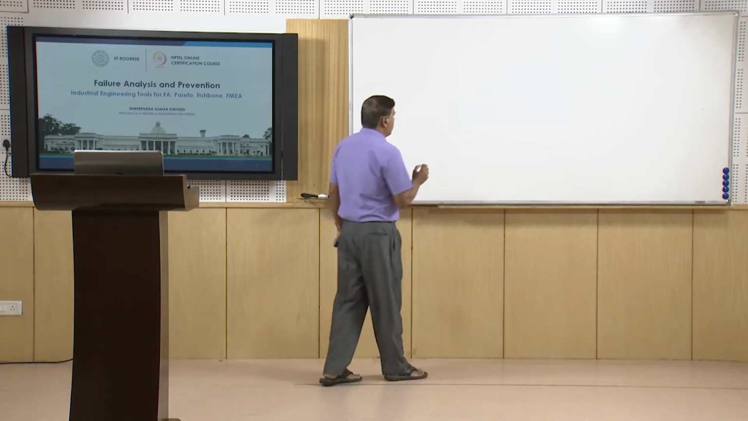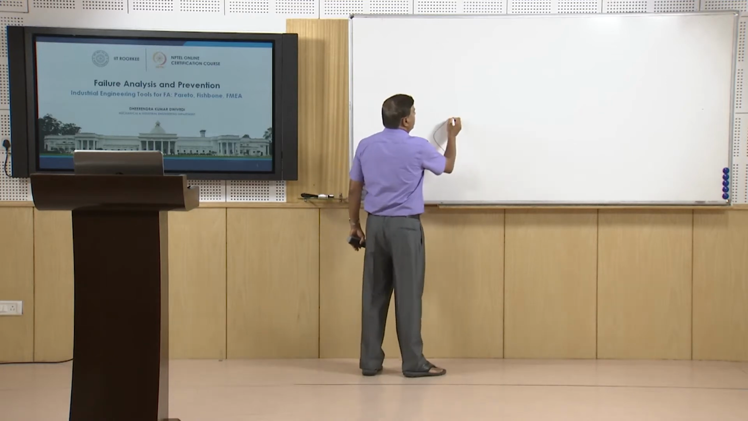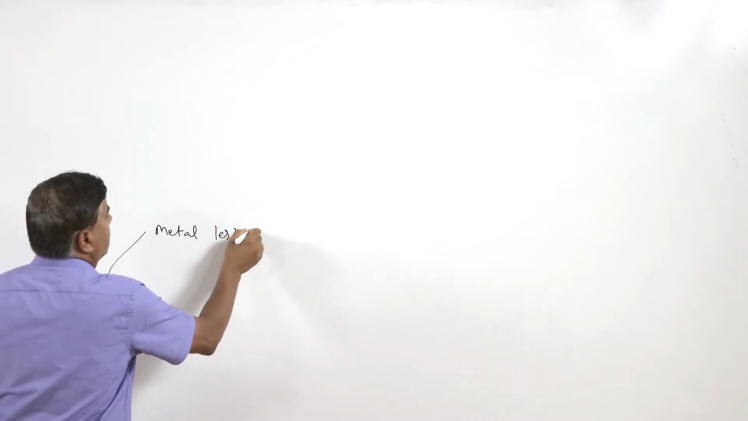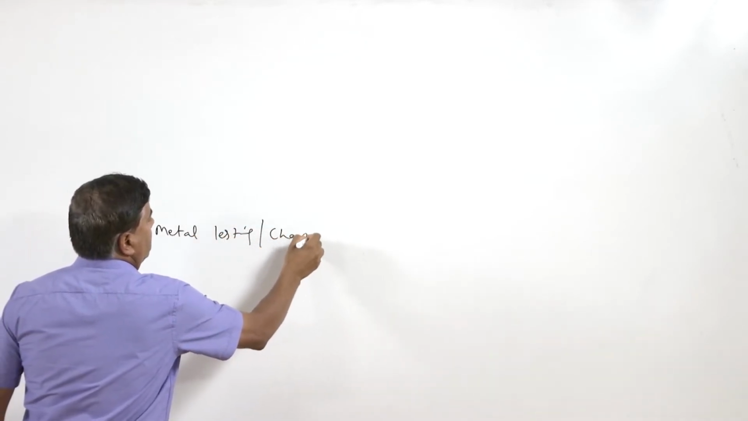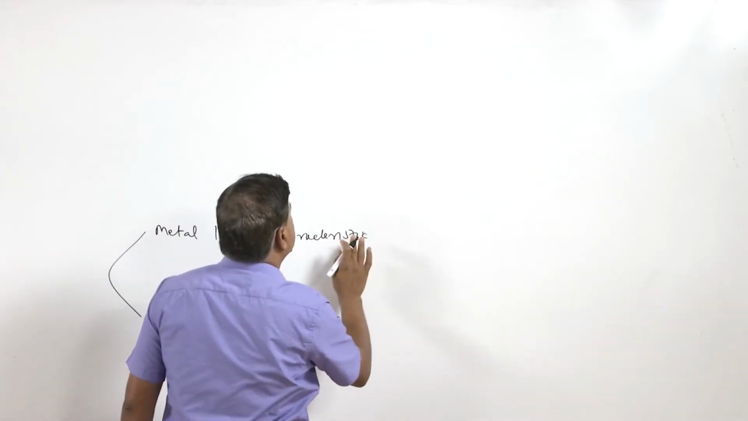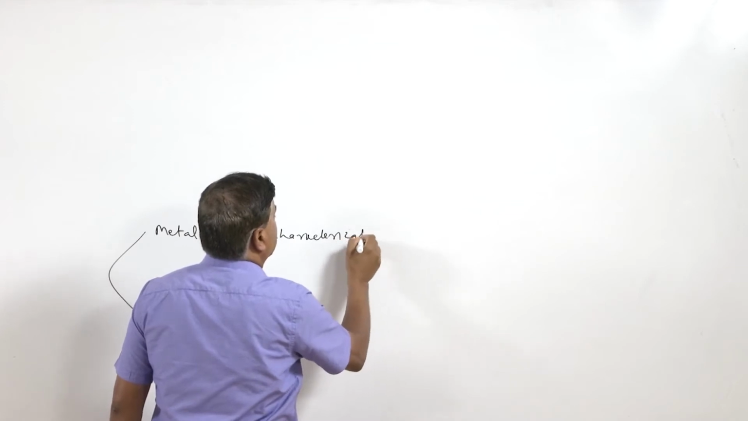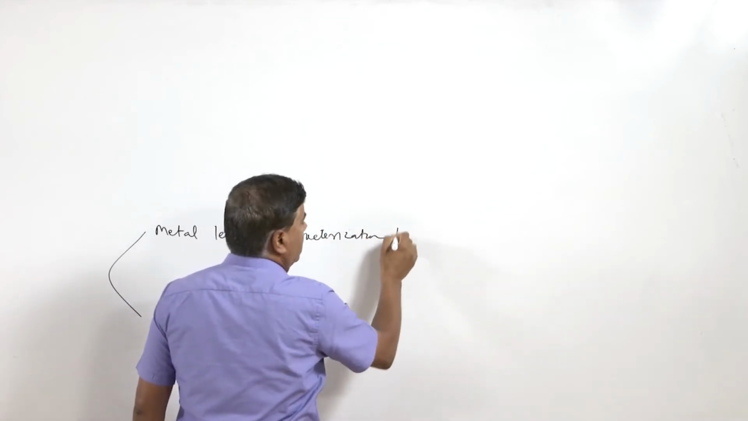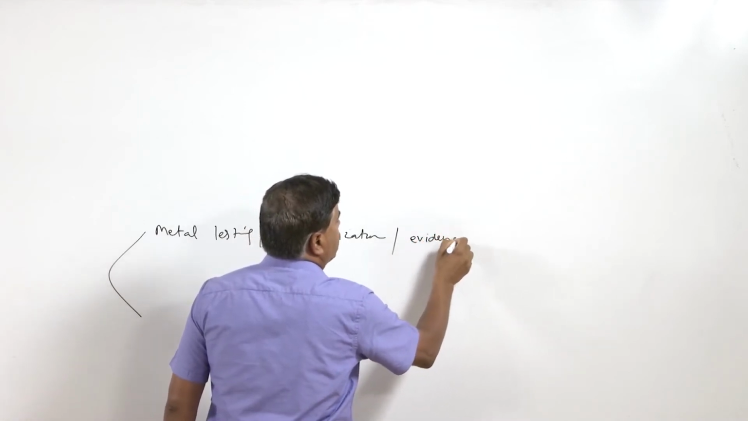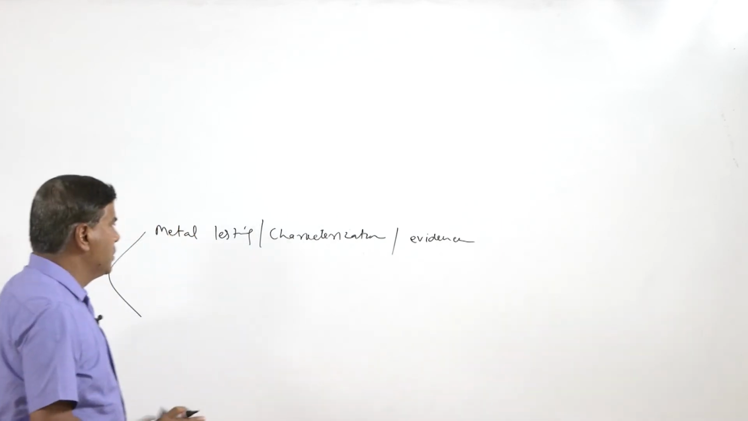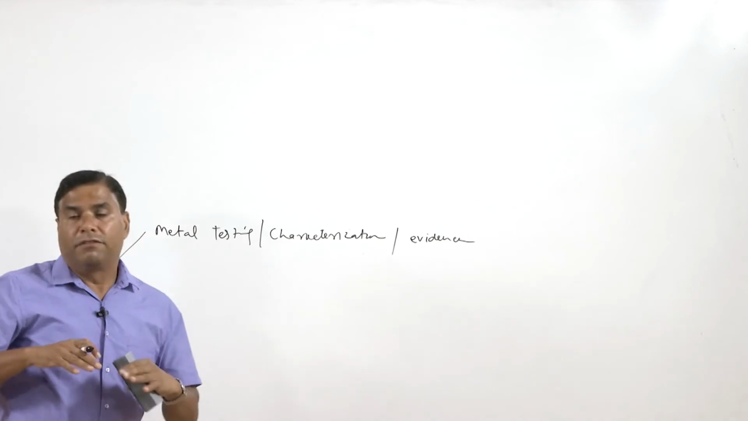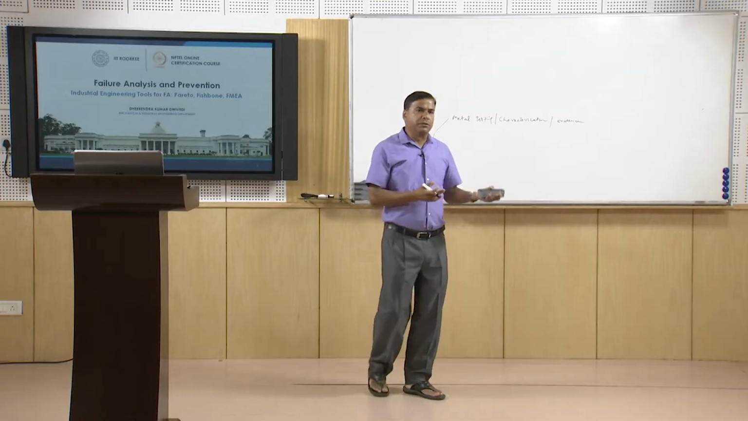One is wherein proper metal testing, characterization and development of the evidences is carried out. So, this is what is called the metallurgical analysis of the failed components for establishing the root causes.